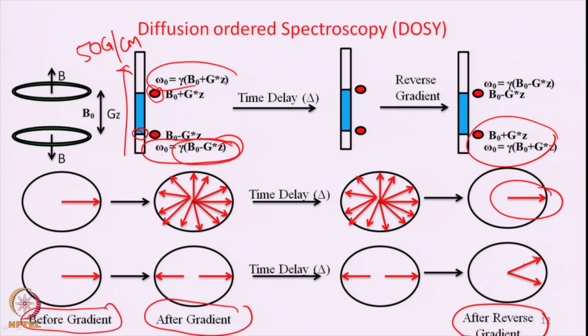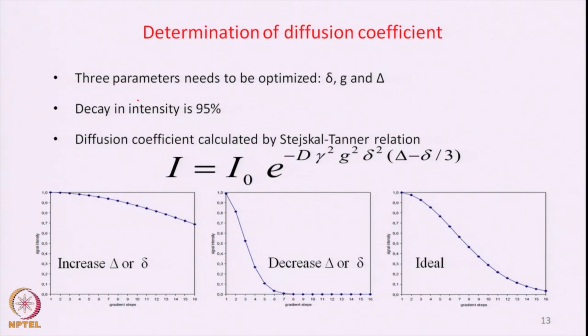That means if the molecules have different diffusion rates, they will not come to the same position, they will come to different positions, and this inhomogeneity in the magnetic field along the height of the tube we are creating by applying the gradients. The magnetic field gradients change the magnetic field here and here, therefore the local magnetic field experienced at these 2 points is different. Now these molecules are diffusing, therefore they come to a different position, and that is what you measure by the change in the intensity.